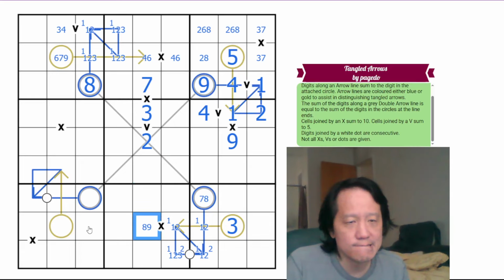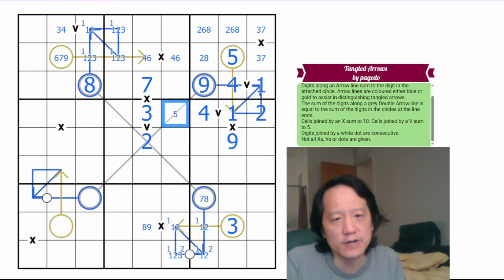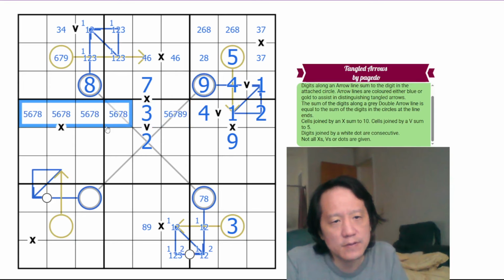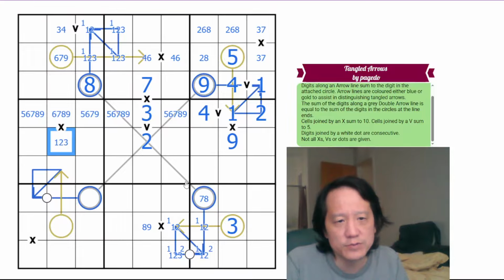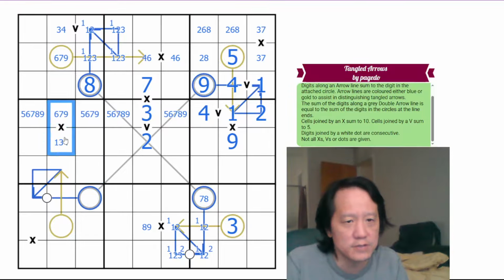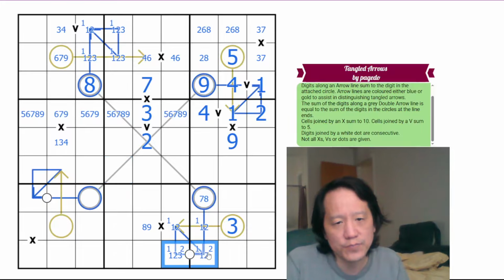Remaining digits in row 4 are 5 through 9. And this can't be 5, so this is 6, 7, 8, 9. This can't be 8 because of the 8 in the column. So this must be 1, 2, 3, 4. And this can't be 2 because of 2 in the row, so this can't be 8. So that's 6, 7, 9 there.